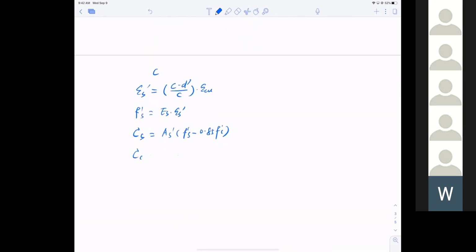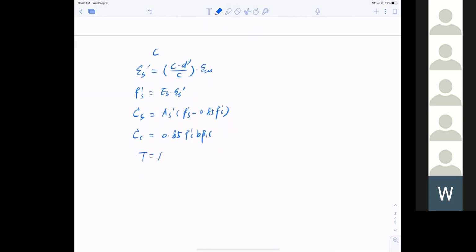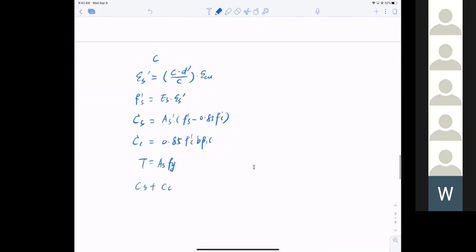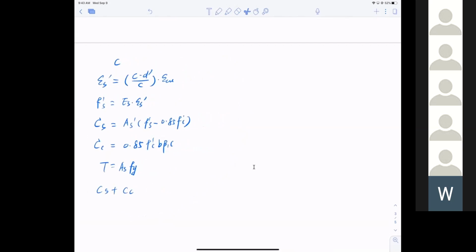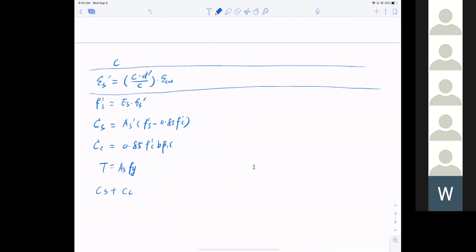I'm also going to compute my compression from the concrete. That is 0.85 F prime C, B, beta 1, C. And then I list my tension T equal to AS FY. At the end, I want to check if the tension equals CS plus CC, so I need the total compression as well. That is the table. It doesn't look like a table yet, so let me move to the left side and establish the grid like this.